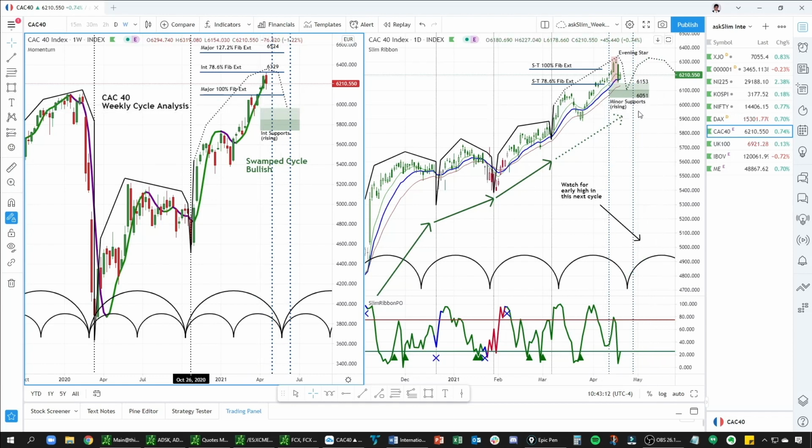But currently, the daily slim ribbon is still super positive, and the weekly momentum is also positive. So we would need to see some of this change in order to get more negative here on the CAC 40.